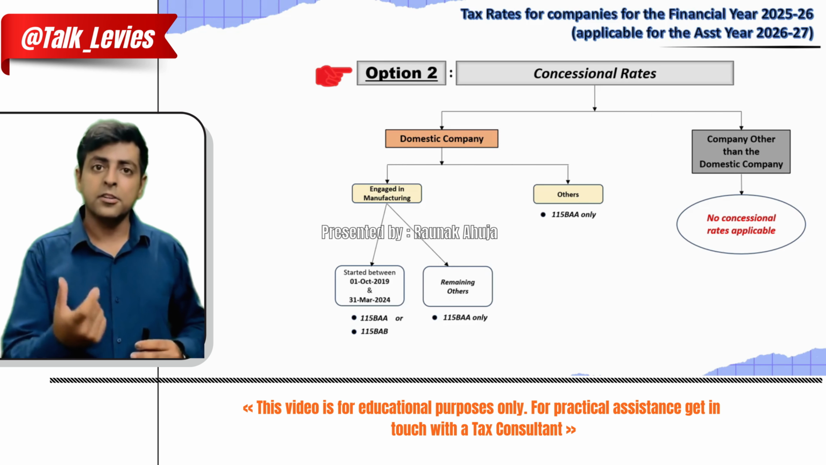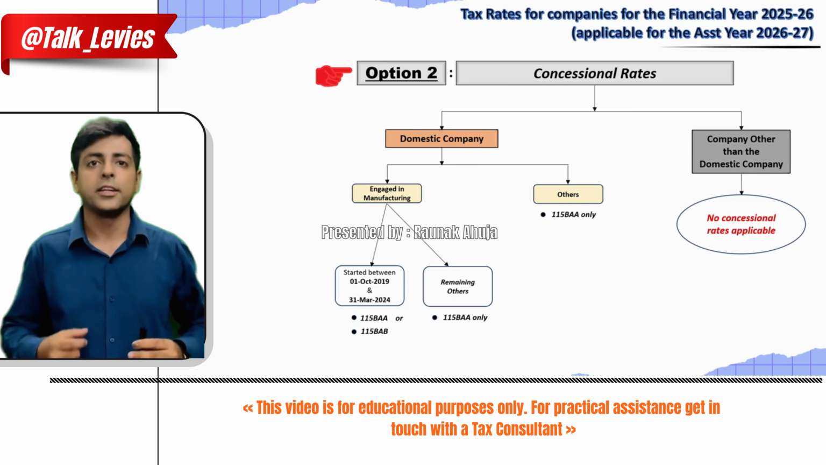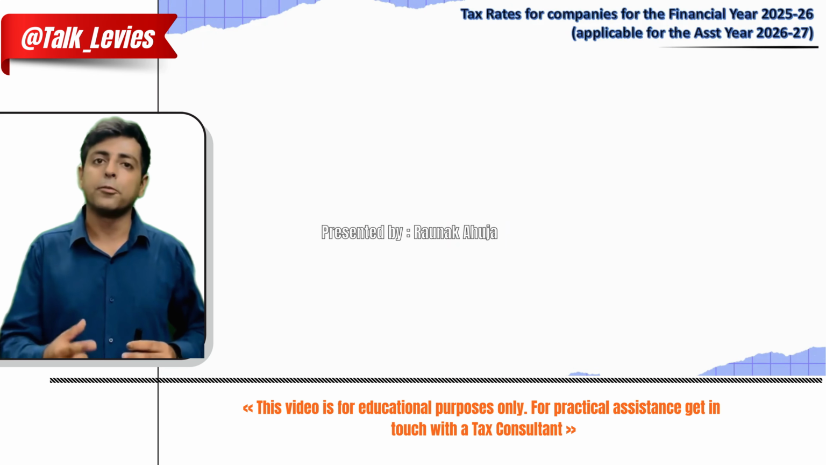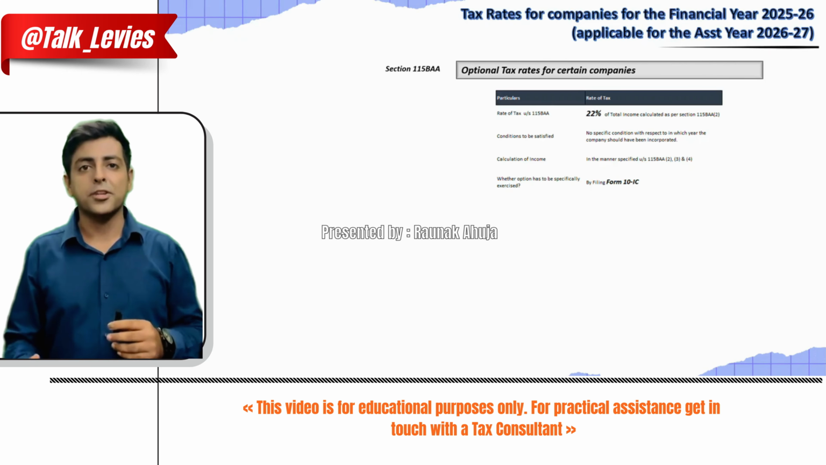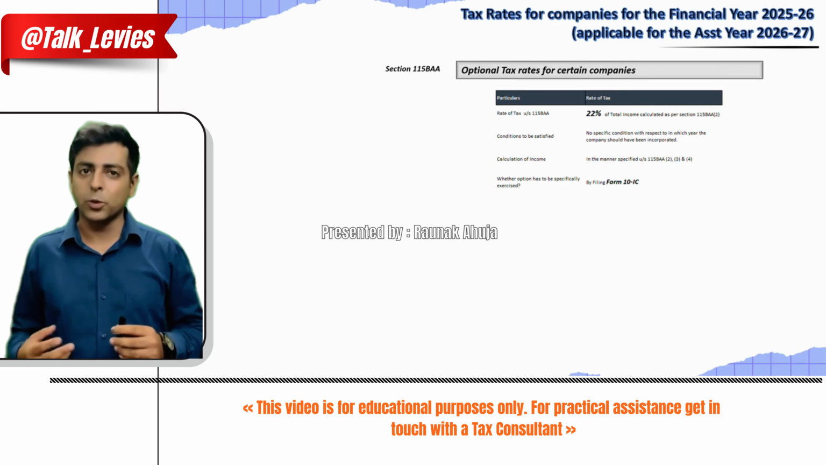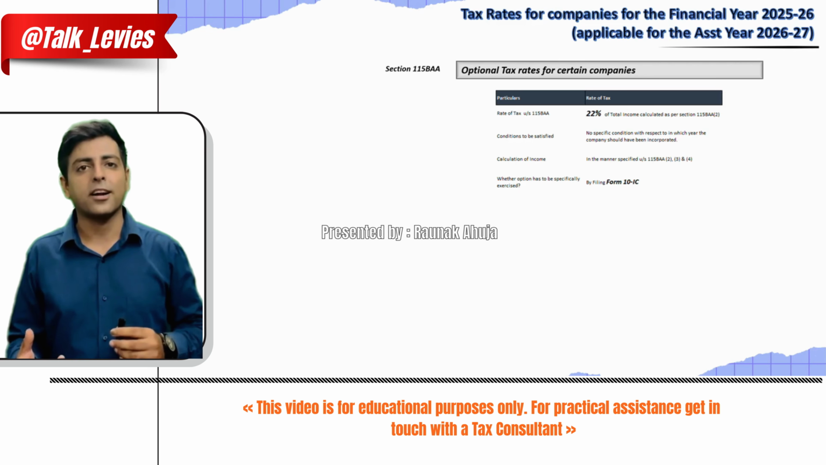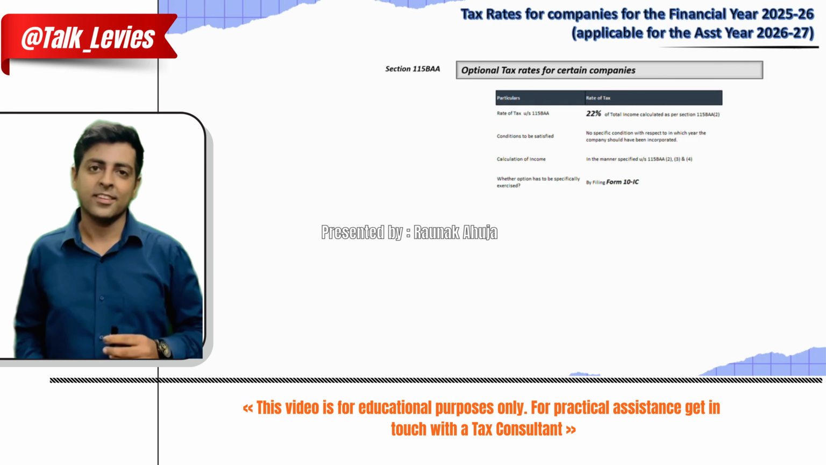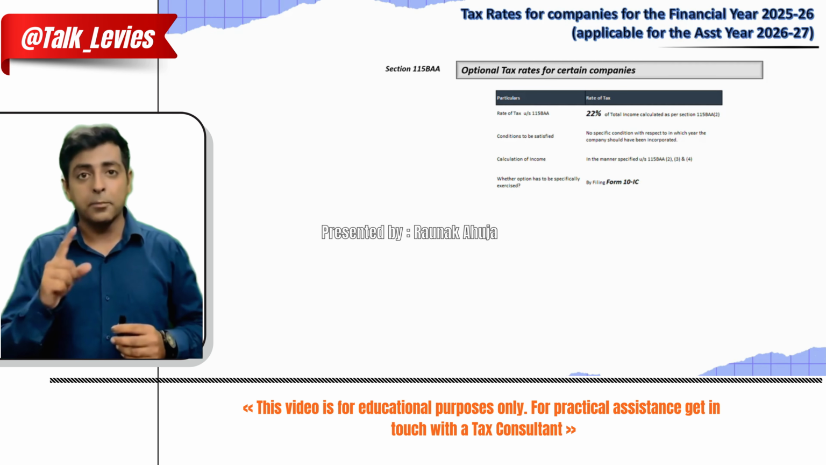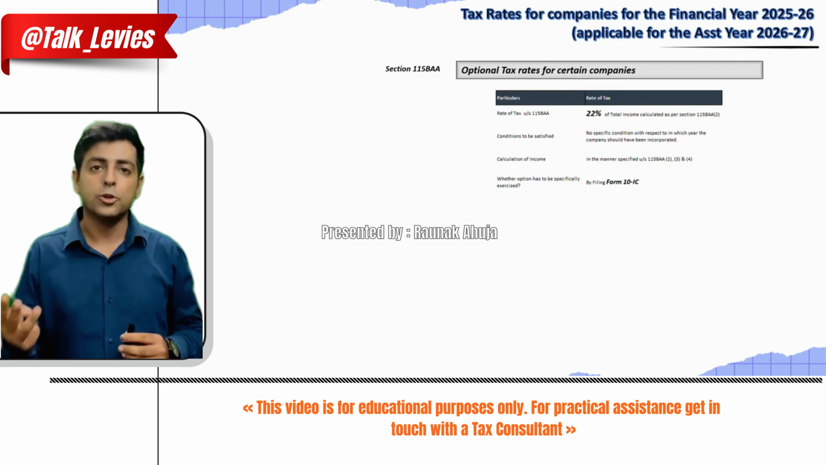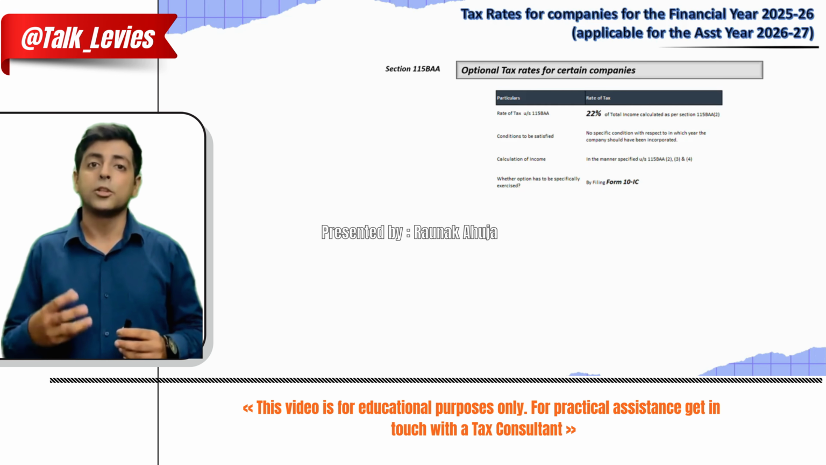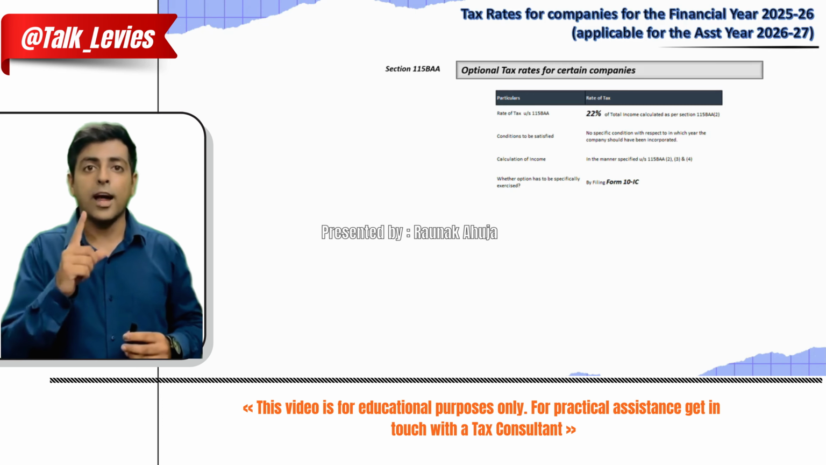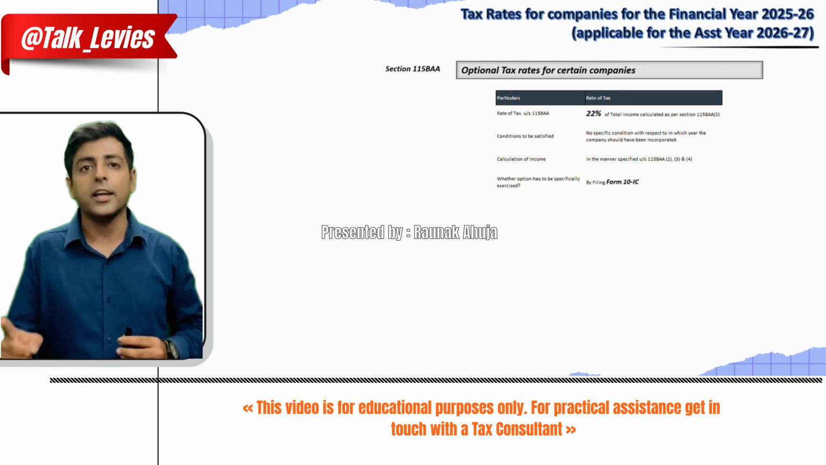Now, let's try and understand what these tax rates actually are in case of section 115BAA and 115BAB. Let's start with 115BAA. The tax rate applicable in case of section 115BAA is 22% of the total income calculated in the manner as specified under section 115BAA. The total income will be calculated in the manner as provided under subsection 2, 3 and 4 of 115BAA. In order to exercise the option available under this section, we will have to file a separate form, which is form 10IC.